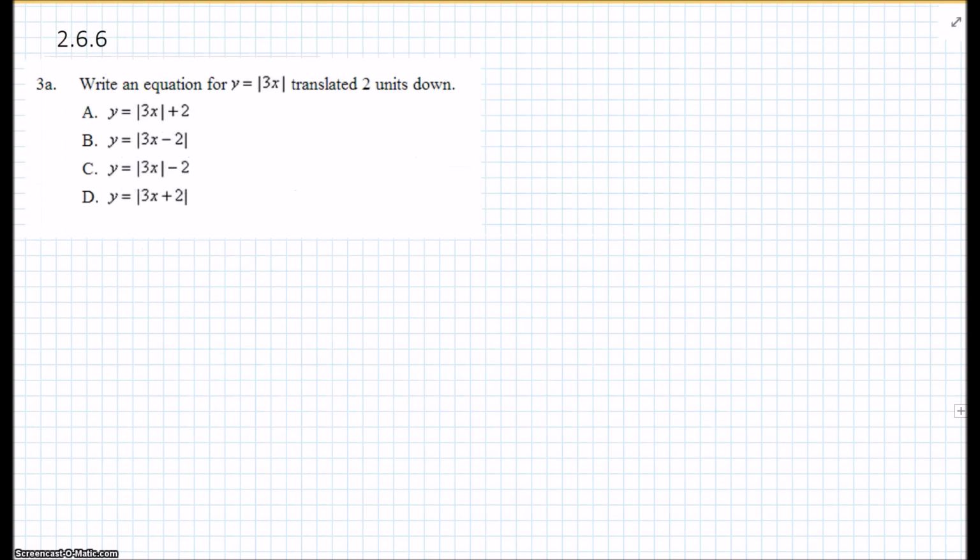Okay? So let's look at the next example. Write an equation for y equals the absolute value of 3x translated 2 units down. Well, that's pretty simple. It already gave us an equation. Y equals the absolute value of 3x translated 2 units down, so minus 2 outside the absolute value. So the answer would be C.